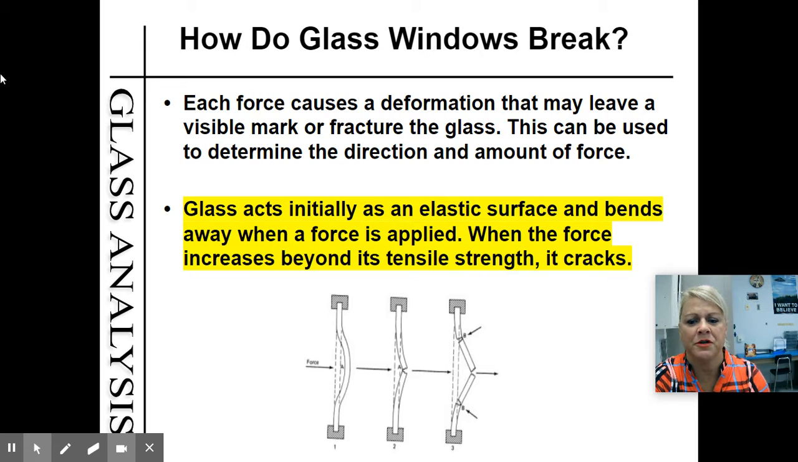So how do glass windows break? Each force causes a deformation that may leave a visible mark or fracture the glass. This can be used to determine the direction and the amount of force. Glass acts initially as an elastic surface, and it does bend when force is applied. But when the force increases beyond the strength of the glass, or its tensile strength, then it will crack, as you can see in this diagram below.